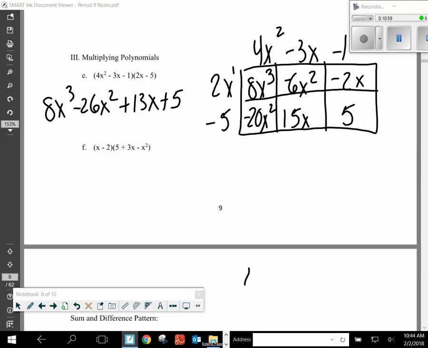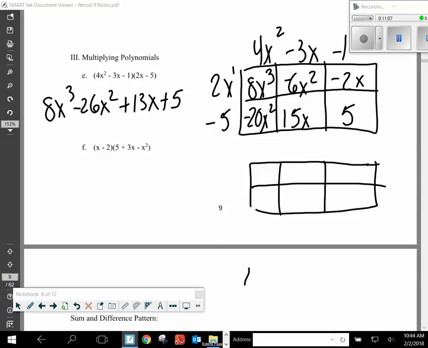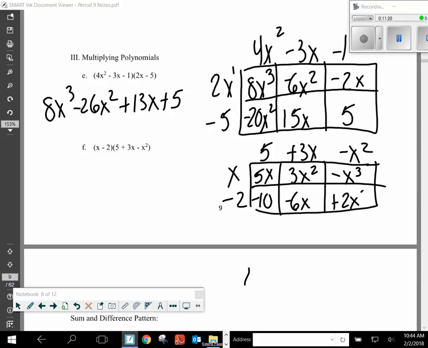Why don't you try the next one on your own? Hit pause. I'm going to keep going. So I'm going to draw the same rectangle. And I have x minus 2 as my binomial, and 5, positive 3x, and a negative x squared. So this is 5x, negative 10, 3x squared, negative 6x, negative x cubed, and positive 2x squared.